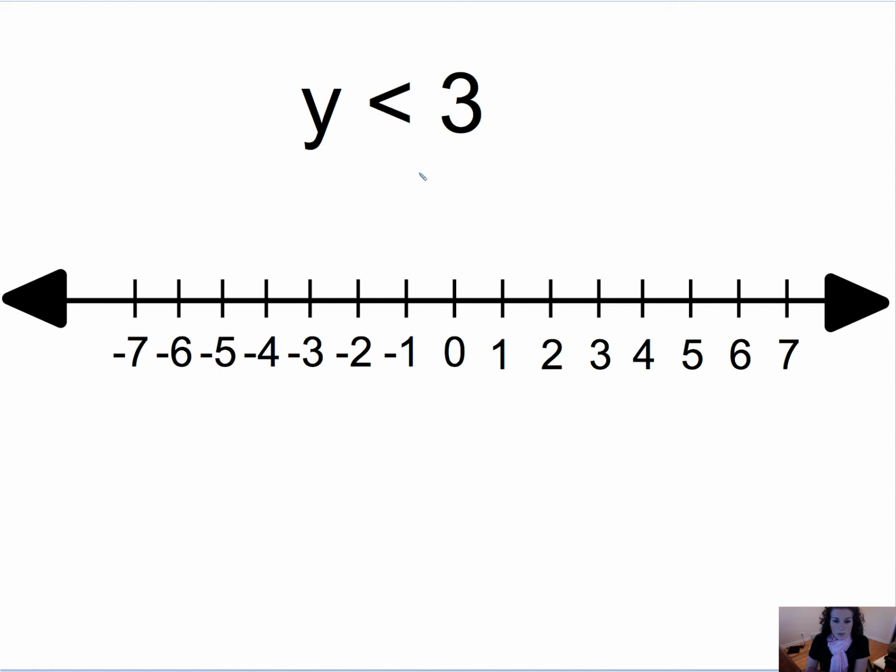Here we have y is less than 3. Since this is just a less than sign, I know that it's going to be an open circle, so I put the open circle on the number 3. And then since it's less than, I want all the numbers that are less than 3, that would be 2, 1, 0, negative 1, so on and so forth. So I would draw my line going this way. My number line stops at negative 7, but obviously there's numbers less than 3 that go beyond negative 7, so we need to indicate that by drawing an arrow at the end of the line, indicating that that goes on forever. So that's the graph for y is less than 3.